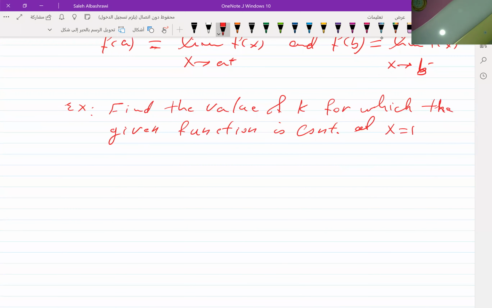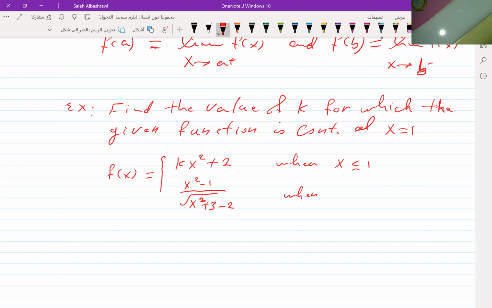And the function is f of x is equal to k x squared plus 2, when x is less than or equal to 1, and x squared minus 1 divided by square root of x squared plus 3 minus 2, when x is greater than 1.